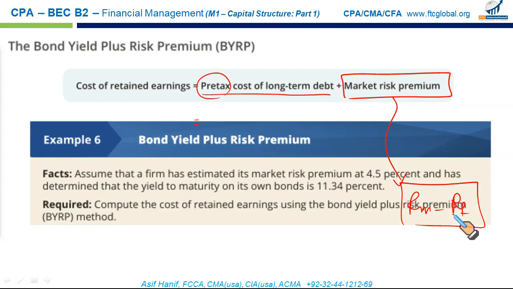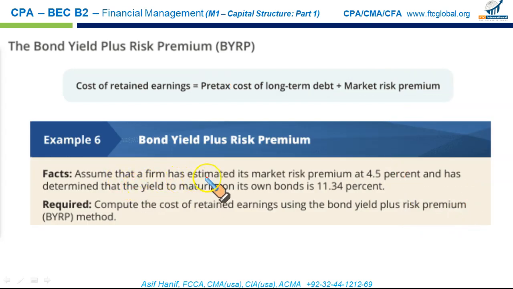Let us apply this concept in a question. Assume that the firm has estimated its market risk premium to be 4.5, which is RM minus RF, and has determined that the yield to maturity on its bond is 11.34. You just simply have to add these both up, which means your cost is going to be 15.84%. So this would be the cost under the bond yield plus risk premium method.